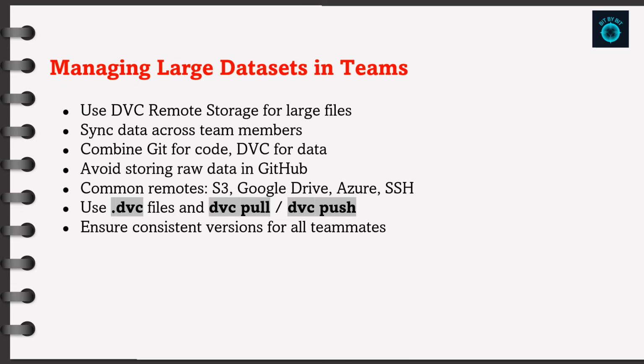You can even set up multiple remotes, for example, one remote on Google Drive for shared storage and another on S3 for backups. In short, Git stores the version control history. DVC stores the actual data. Together, they ensure that everyone in the team always works with the exact same version of both code and dataset. That's the foundation of scalable, team-friendly machine learning development.